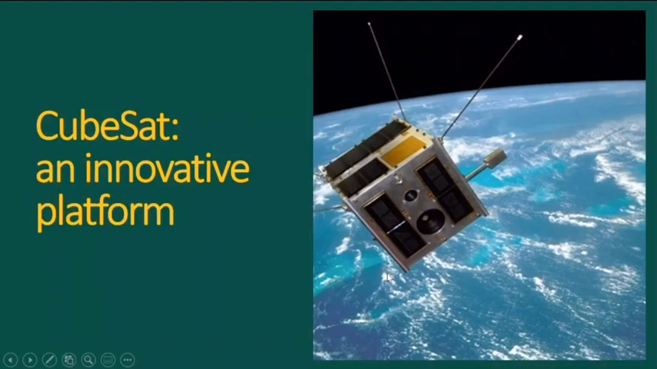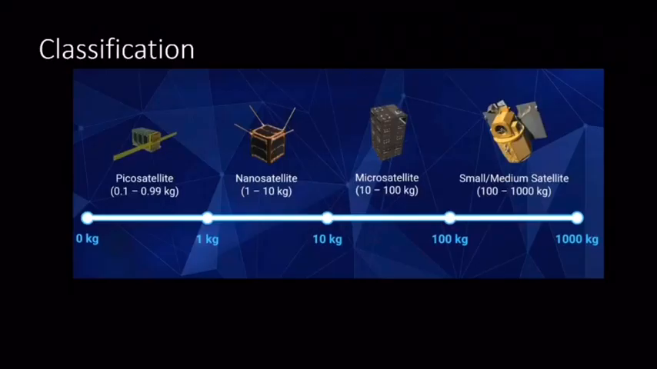Okay, so first of all, I would like to brief you about the CubeSat standard. Just to tell you that CubeSat is an innovative platform. Why is it? Because it can be designed at very low cost and in quick time. If we talk about the classification of satellites, typically satellites are classified in terms of weight. If a satellite is about 1000 kilograms or less, this is classified as a small or medium satellite. If a satellite weighs more than 1000 kilograms, then it is typically called a big satellite.